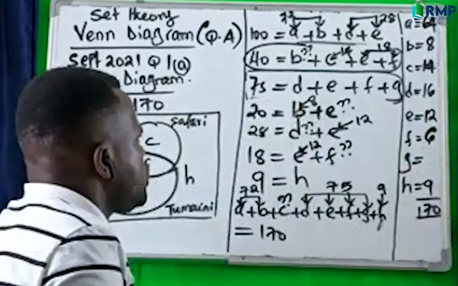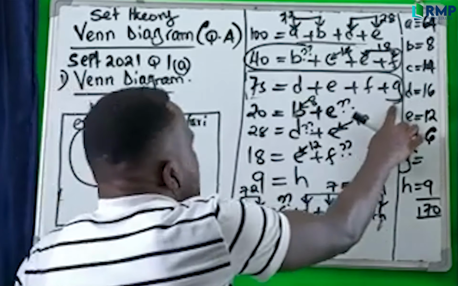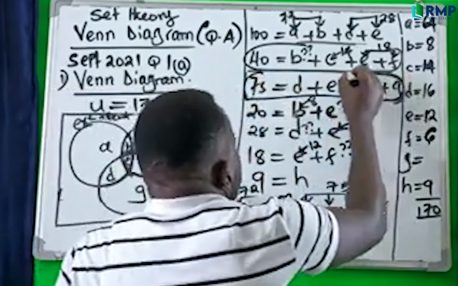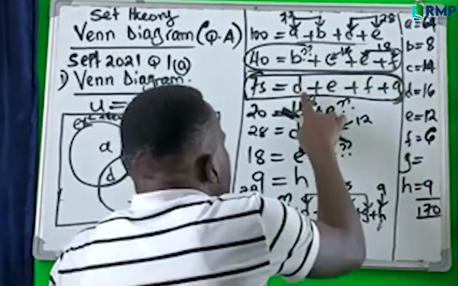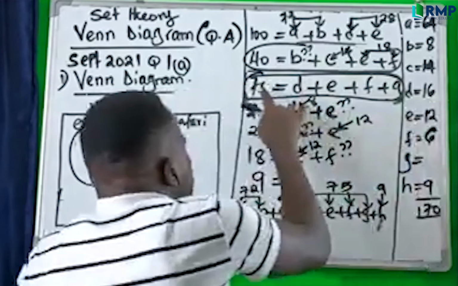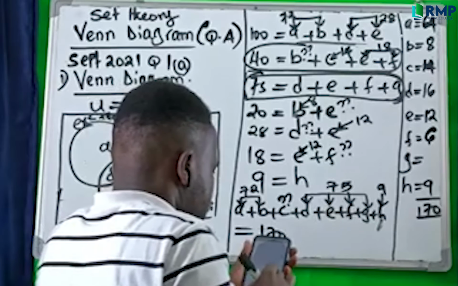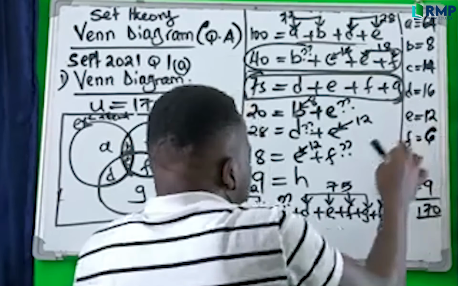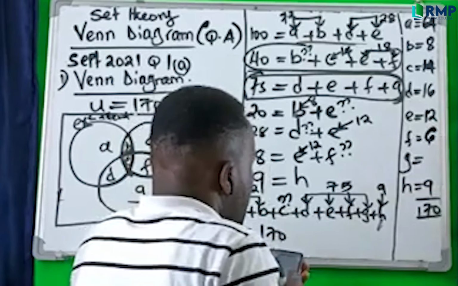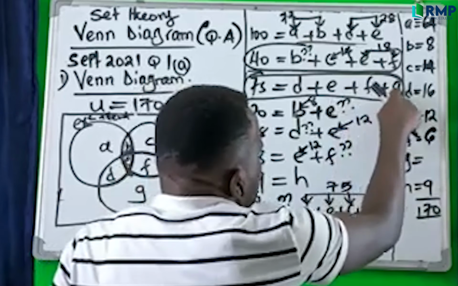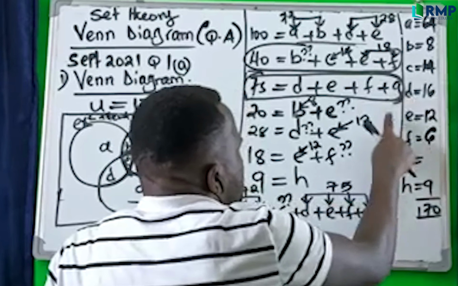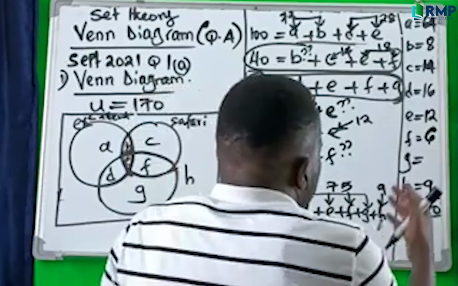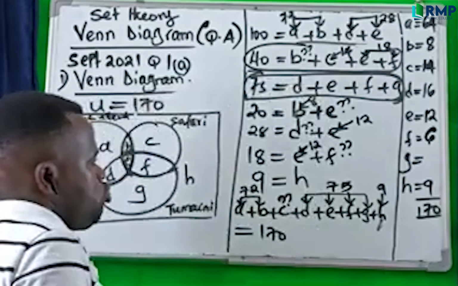G. Which equation has got G? This equation of 75 here has G. I can get G from here. D is 16. So 75 less 16, less, I know also E is 12, so less the E, which is 12. Less F, we don't know, but, no, we know F, sorry. We know F is 6. Less 6. So you get the value for G, and my G is 41.